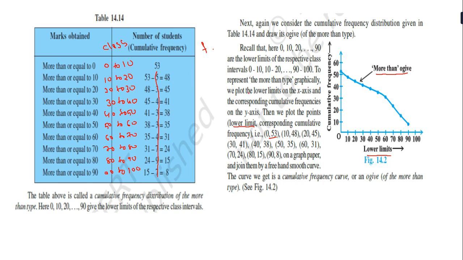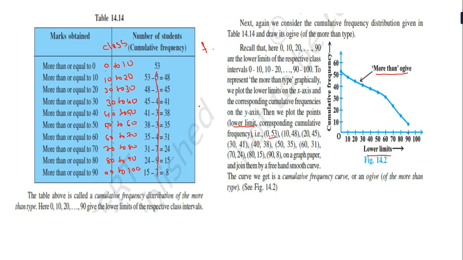Now what I have to write on the x-axis again is the lower limit. So 0, 10, 20, 30, 40, 50, 60, 70, 80 and 90. See, up to 90 here.